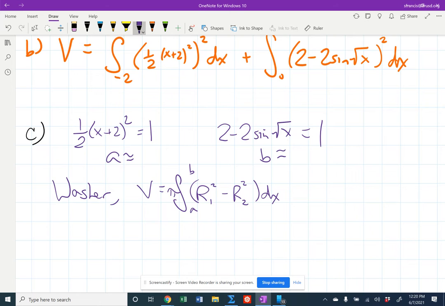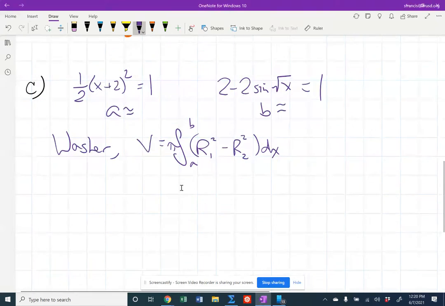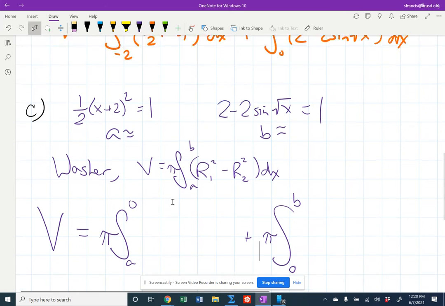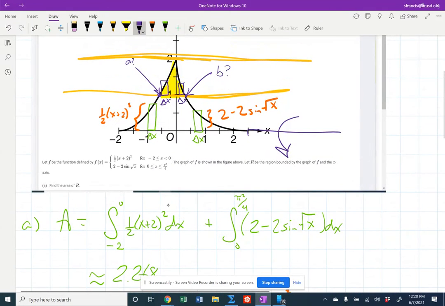So what's my outer radius? And again, I need to do this for two different integrals, so let's not forget that. I'm going to need to go from a to 0, and then I'm going to need to add to that the integral from 0 to b, whatever that value is, okay? Both of them are going to have a factor of pi because we are revolving. We have a circle here, okay?